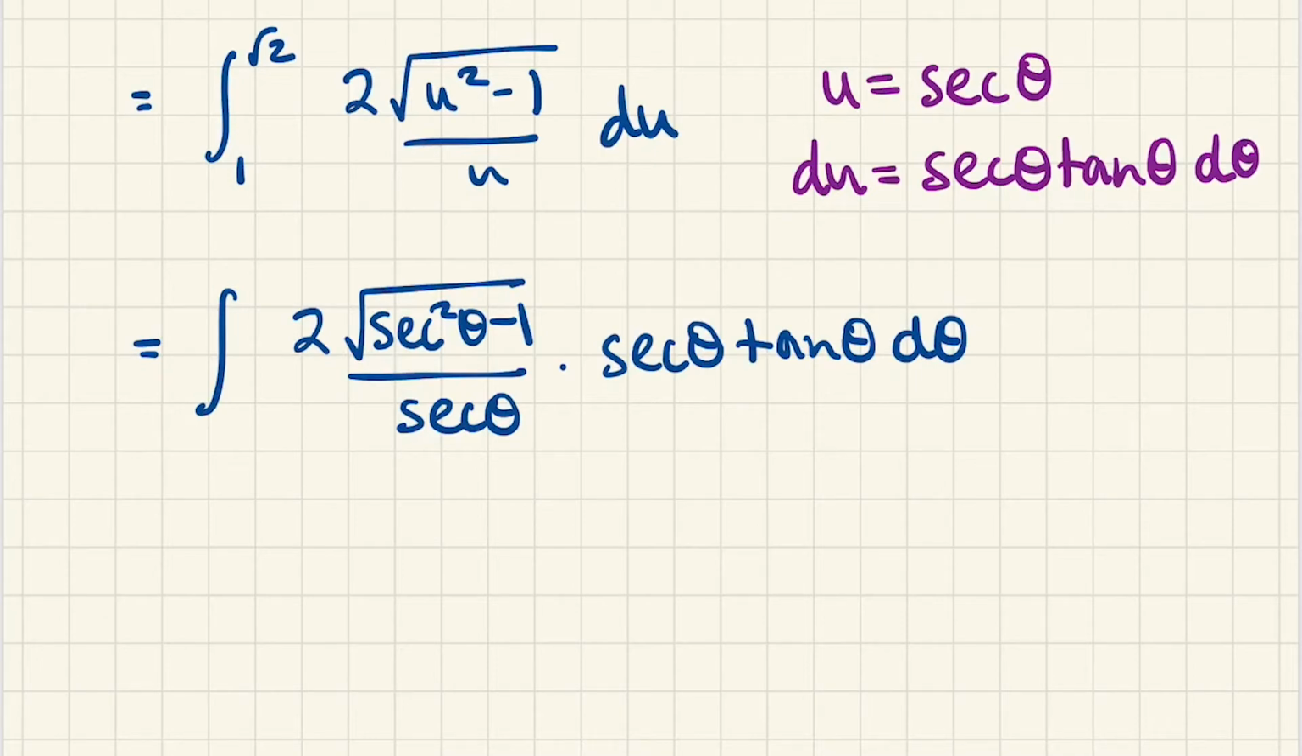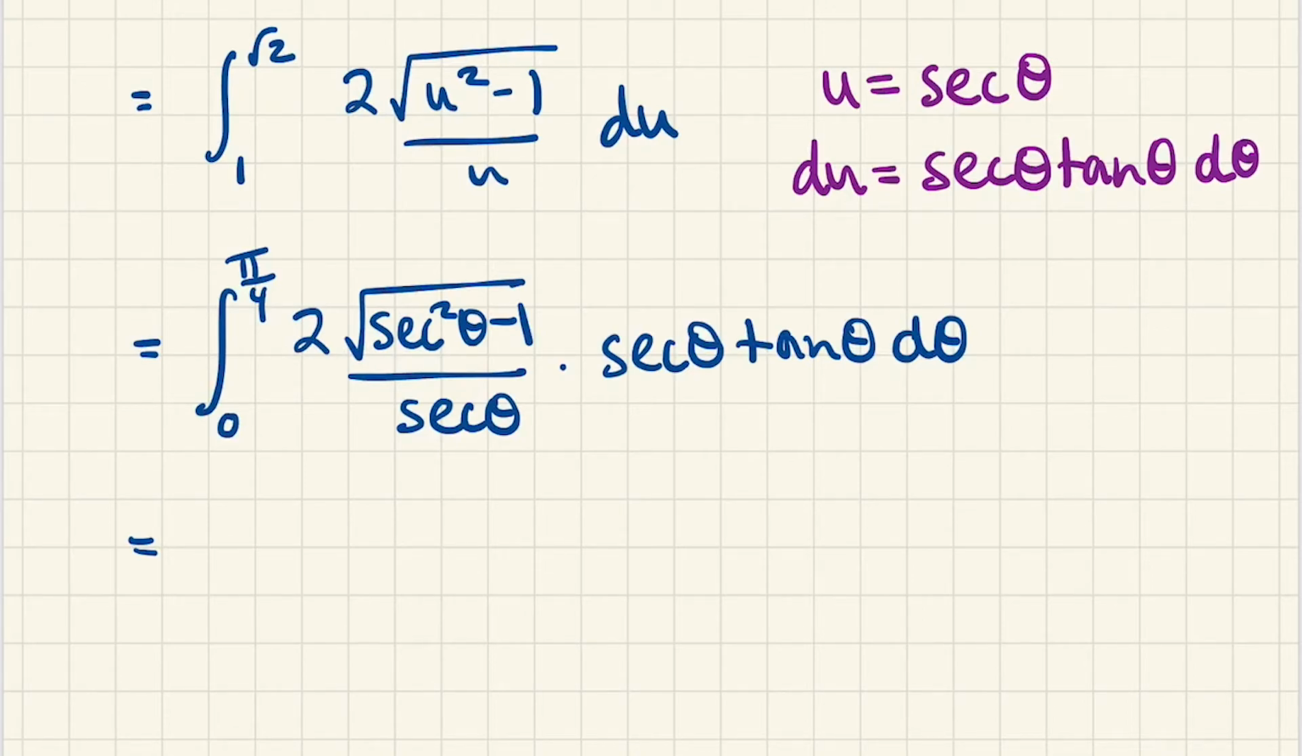And what about our bounds? Well, those are u values here. So when u is equal to 1, theta is whatever angle has a secant value of 1, which would be 0. And when u is rad 2, theta is whatever angle has a secant value of rad 2, which would be pi over 4. Okay, a nice thing about updating our bounds here is that we never have to go back to u and then back to x. We're just going to keep working this out until we get our answer.